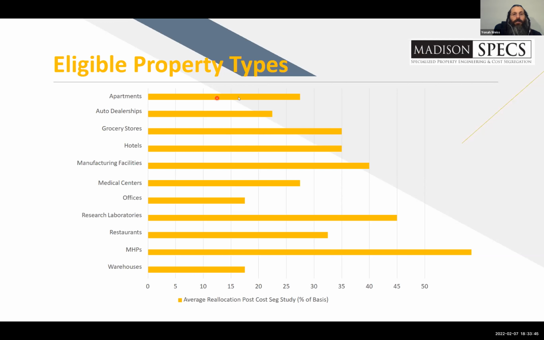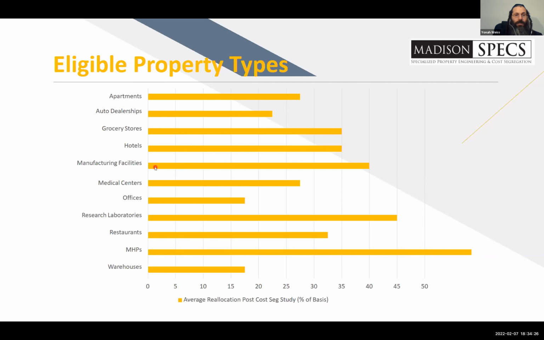We have apartments, multifamily. This chart talks about the average reallocation of a cost segregation. We talked about how different components depreciate faster, 5-year and 15-year property. On average, how much is allocated to those assets versus the structure, which depreciates on a 27 or 39-year schedule? Apartments are about 28% on average. Some are closer to 20%, some 30 or 35%, but on average 27 to 28% is found in those faster depreciation categories.